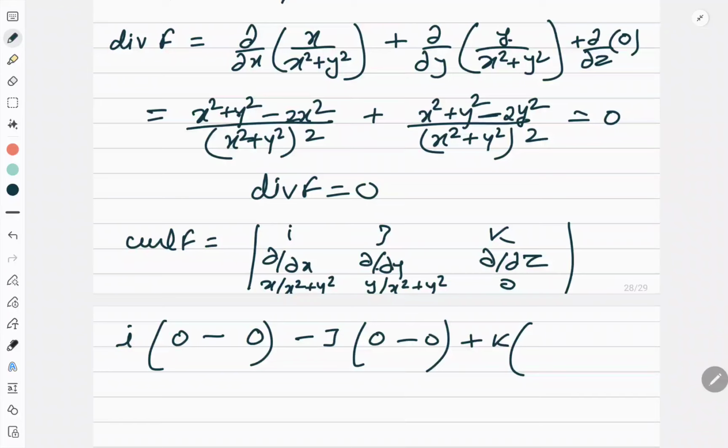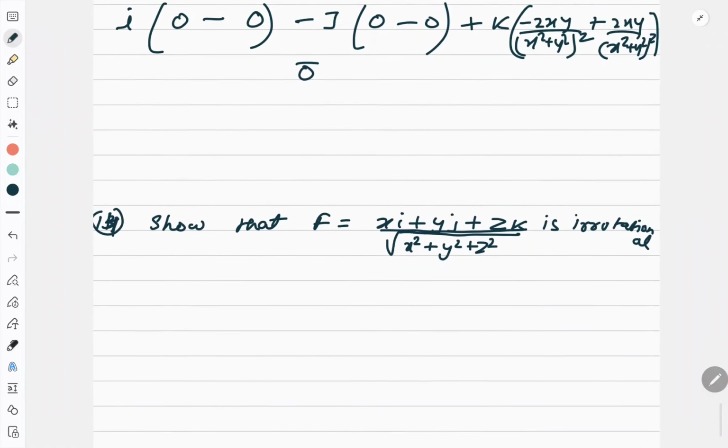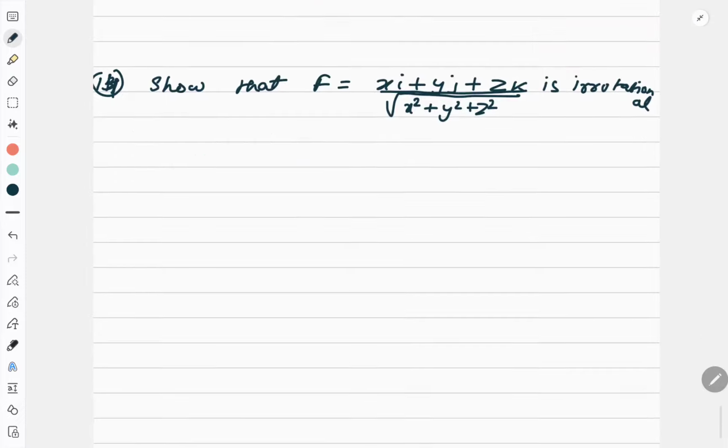K. Now see carefully, dou by dou X of this is what? Differentiation of numerator 0 into denominator, minus 2xy upon (X square plus Y square) whole square, minus dou by dou Y of this is what? Plus 2xy upon (X square plus Y square) whole square. Right? So finally it comes 0 vector. So it is irrotational. So we are proved. We are done. Now look at this next question.